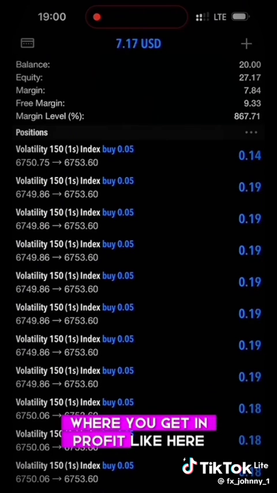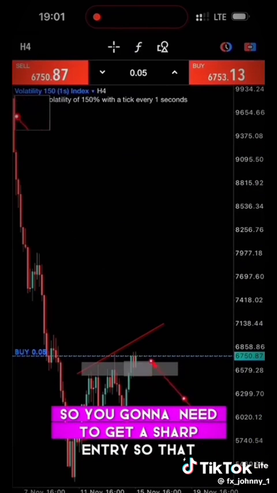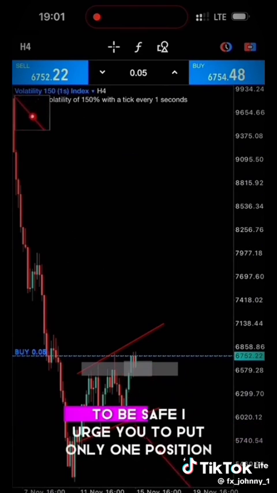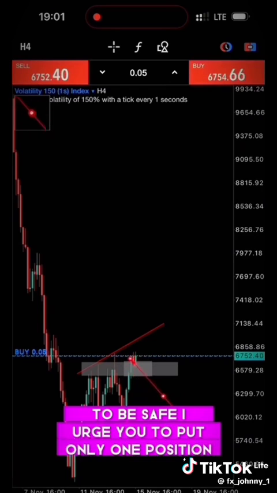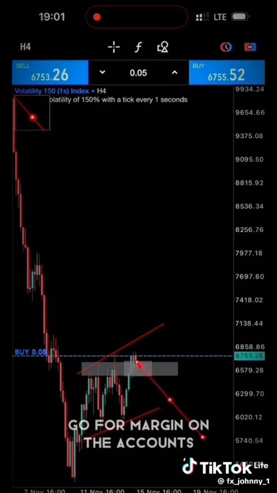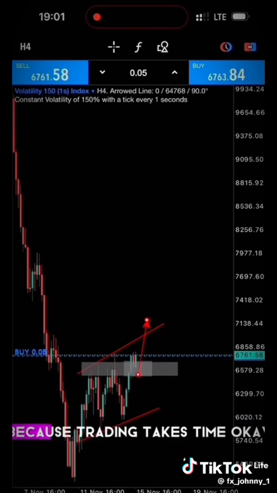We'll get in profit like here, just like that. So you're going to need to get a sharp entry so that your account does not blow. To be safe, I urge you to put only one position. Don't try to follow me here. I'm not urging everybody to go full margin on their accounts. I urge you to go as slow as possible because trading takes time.